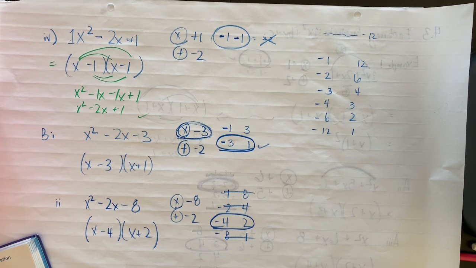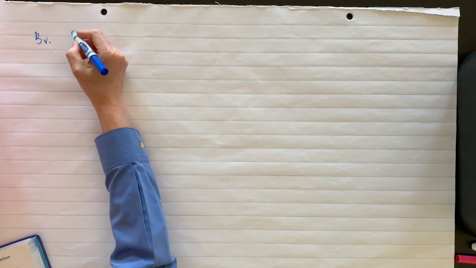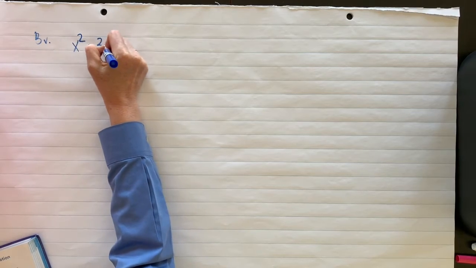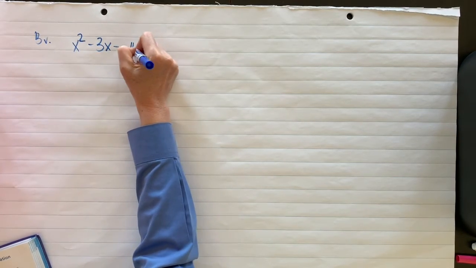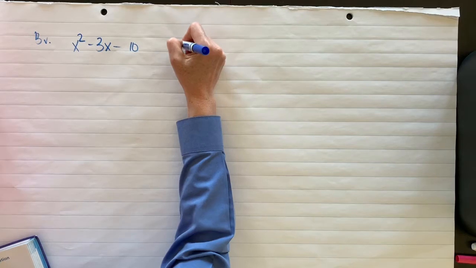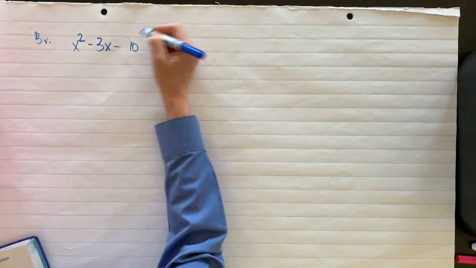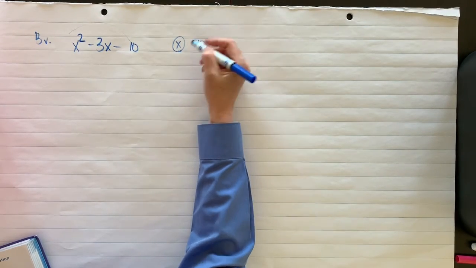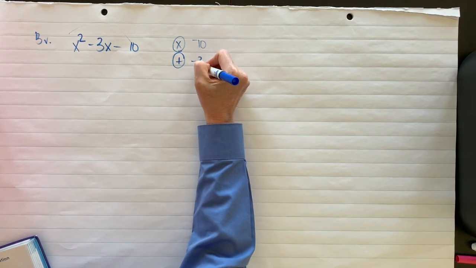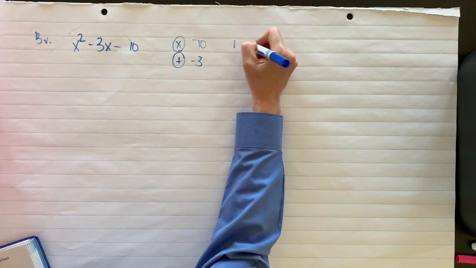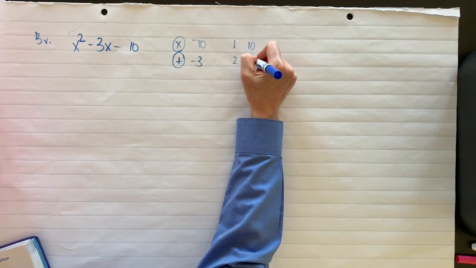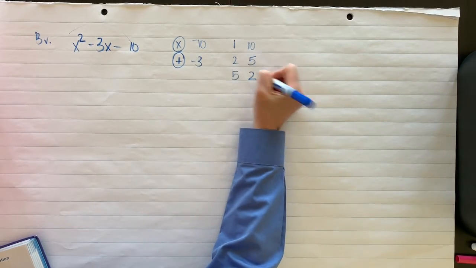Okay, I think maybe I'll do 2 more examples and then I'm going to stop. This is B5. I have x squared minus 3x minus 10. So I'm looking for two numbers that multiply to -10, and they're adding to -3. So my choices are 1 and 10, 2 and 5, 5 and 2.